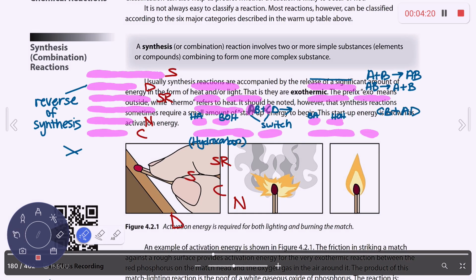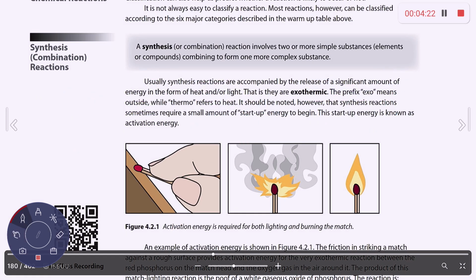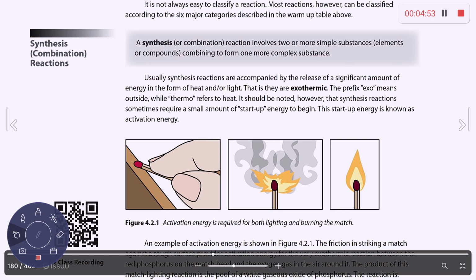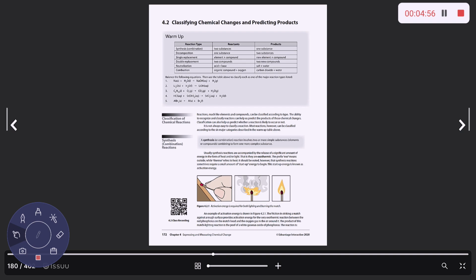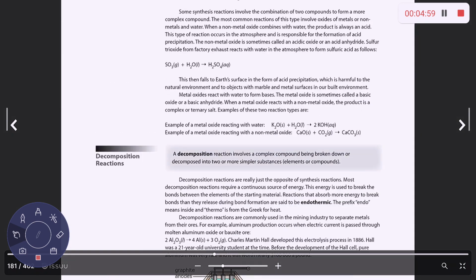So synthesis reactions are when we bring together a couple of simple things and we make something that's more complicated. So generally speaking, synthesis reactions will release energy in the form of heat. So they will feel warmer once they happen. So it says here that they would be exothermic because they are releasing heat. Sometimes synthesis reactions need a little bit of energy to get them to go. This is known as the activation energy. I will talk about activation energy in the next section. Okay. What else? I think that's it for this page. Let's go to the next page.